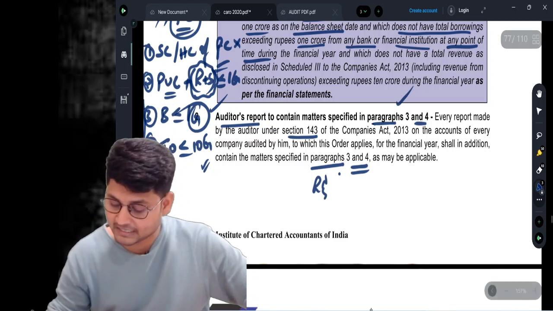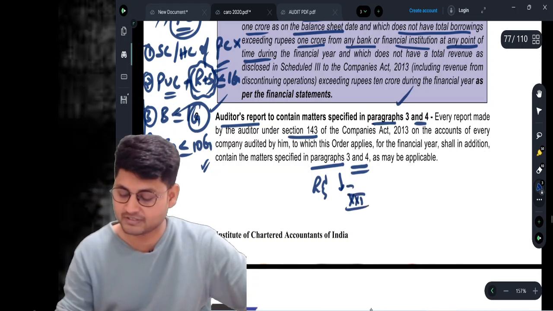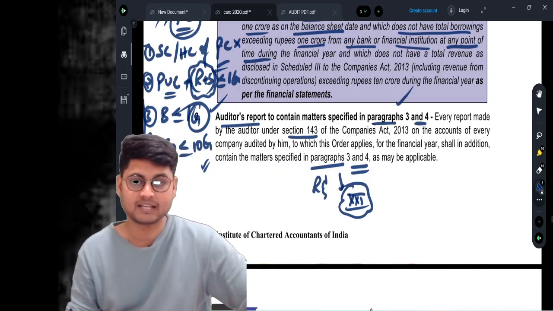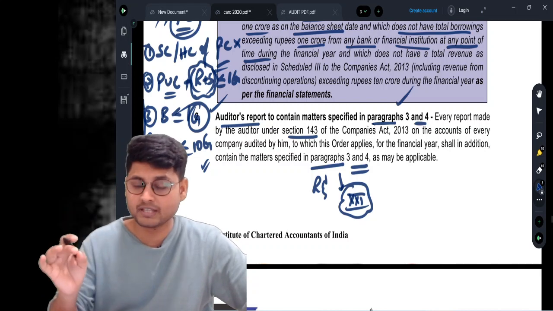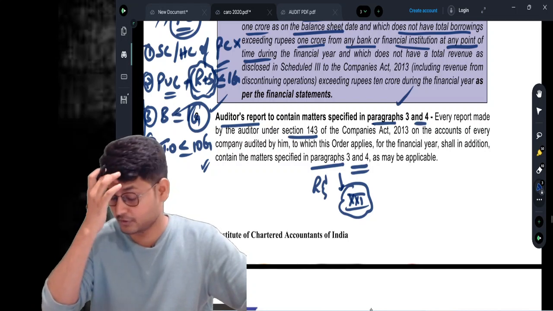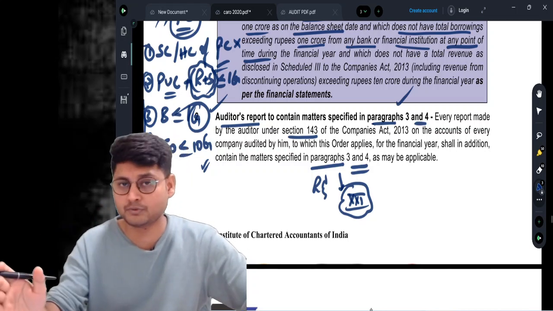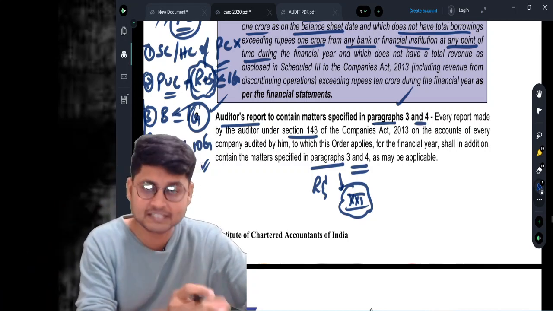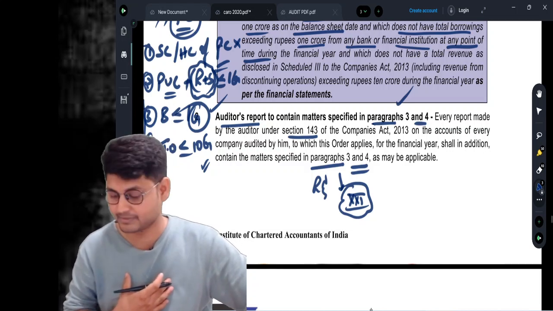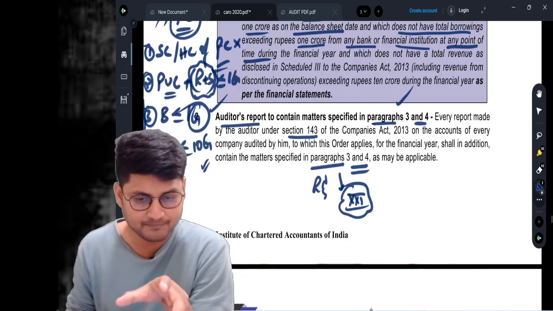In paragraph number 3, there are 21 clauses on which the auditor shall report additionally. In that, I will highlight a few clauses that are important and that you need to remember before you go to the examination. All the 21 are important, but you need to give highest priority to some of the areas I highlight. Around 7 to 8 areas I will highlight, and you need to remember them. Next one.